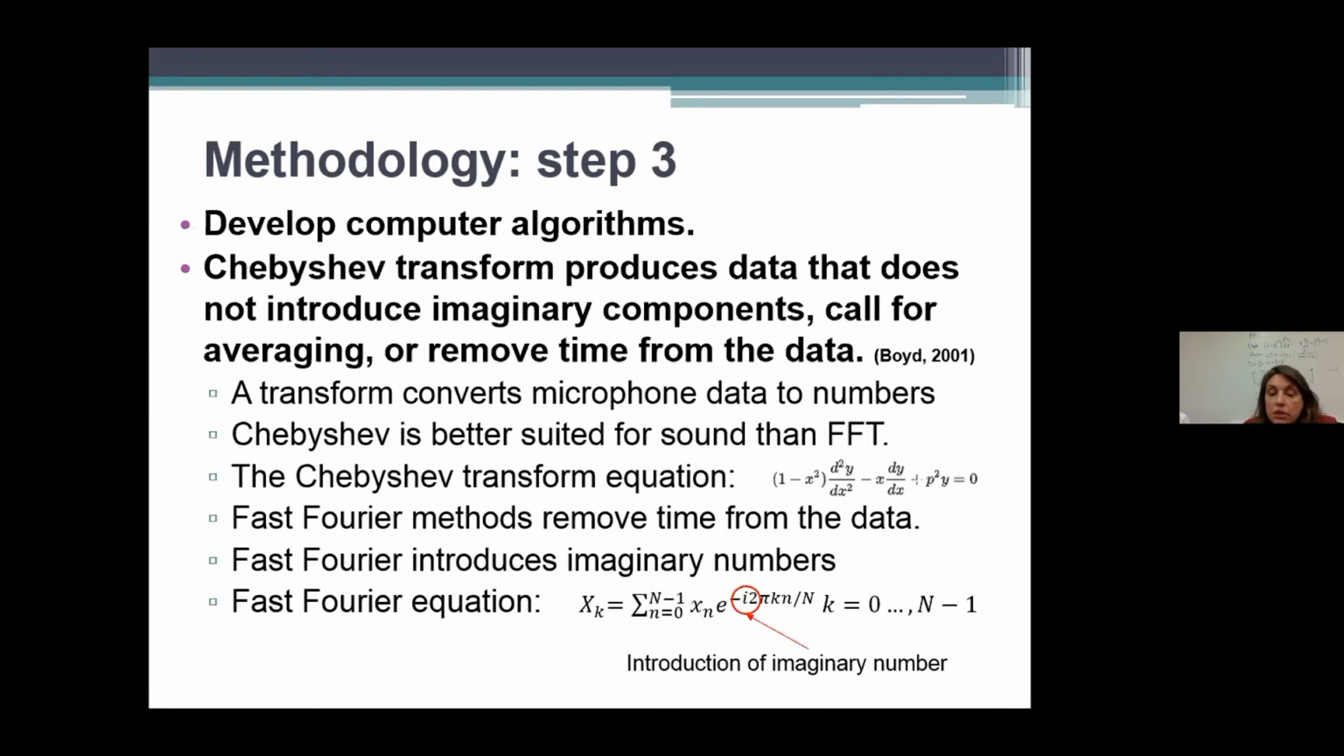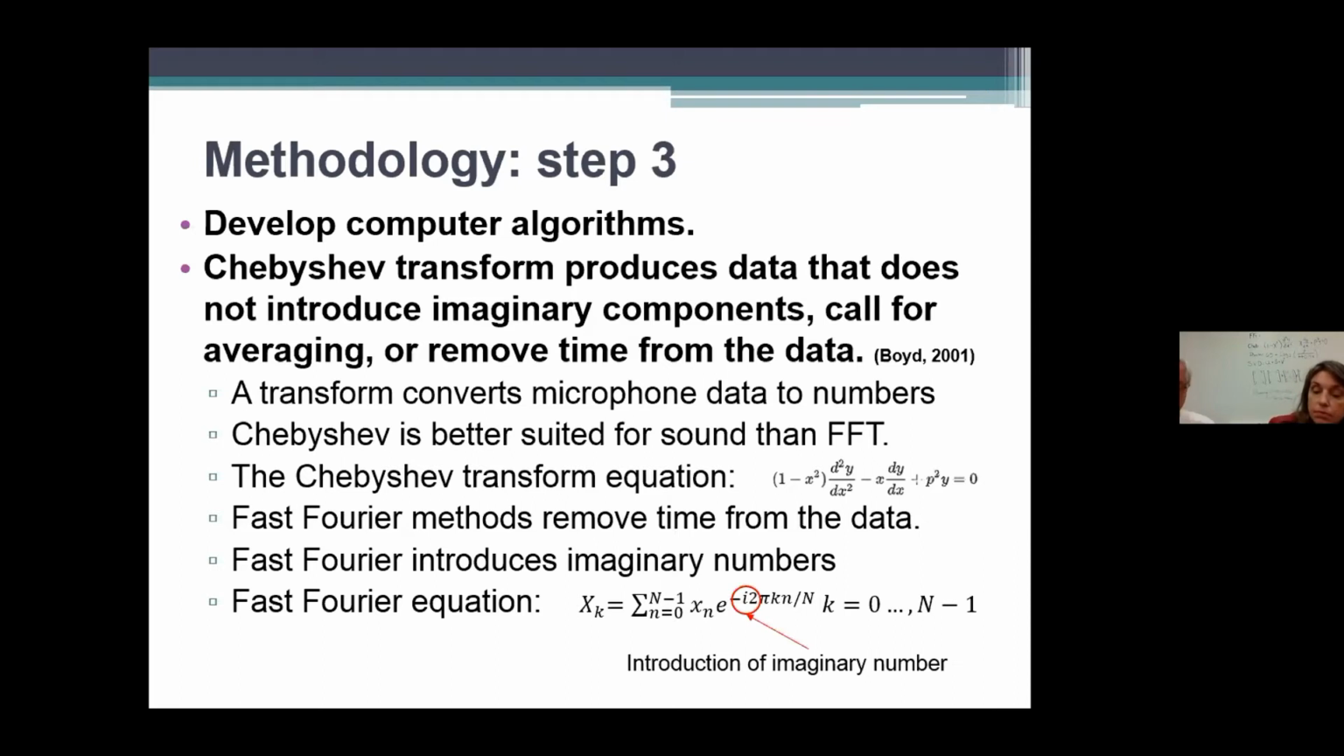Now let's go down to the Fast Fourier Transform at the bottom. This is where I'm saying that the introduction of the complex numbers is where the problems start. What happens when we deal with complex numbers? We square them, take the square root, or we just throw them away. That's half your data gone. Imaginary numbers or complex numbers are hard to deal with. These aren't introduced with the Chebyshev Transform.